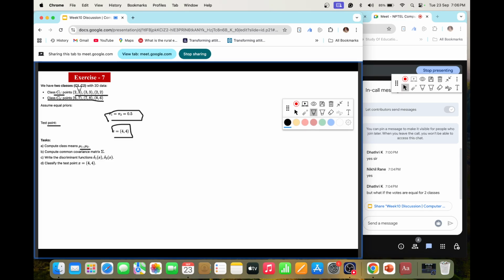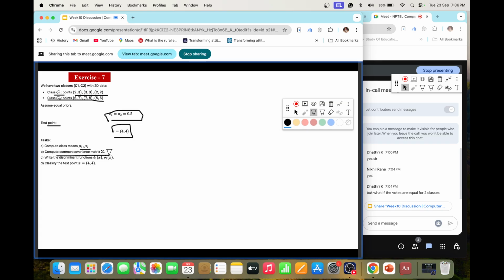You have this first cluster, so you can easily compute its mean: 2 plus 3 plus 2 divided by 3, that is 7 by 3. Similarly 3 plus 3 plus 2, that is 8, so 8 by 3. So (7/3, 8/3) is the mean for C1. Similarly, you can calculate μ2: 6 plus 7 plus 8 divided by 3, and 7 plus 8 plus 6 divided by 3. Okay, so you can easily calculate μ1 and μ2.